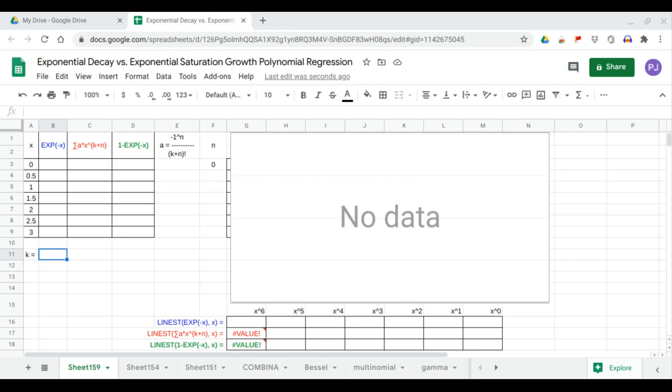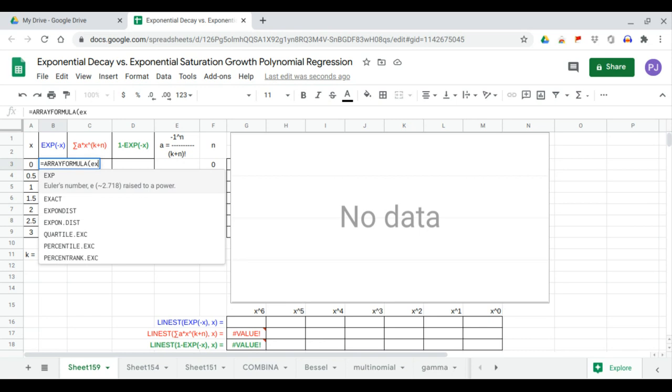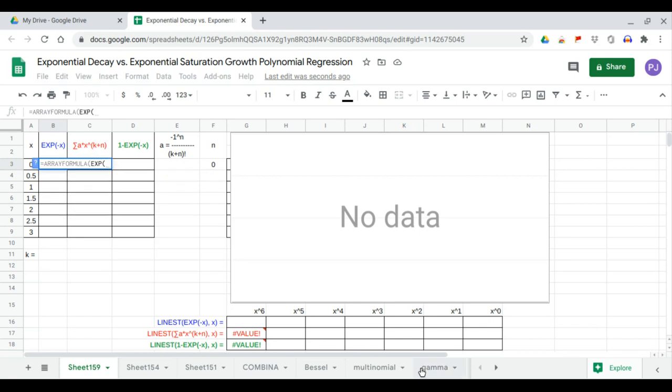In this video, we'll draw the trend line and the polynomials of exponential decay and exponential saturation growth using Linus polynomial regression. First, we generate the decay, which is in the form of our formula, exponent of the x values, and there's a negative sign to it. So put in the negative sign and hit enter.